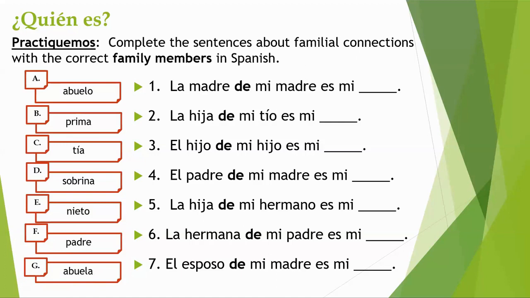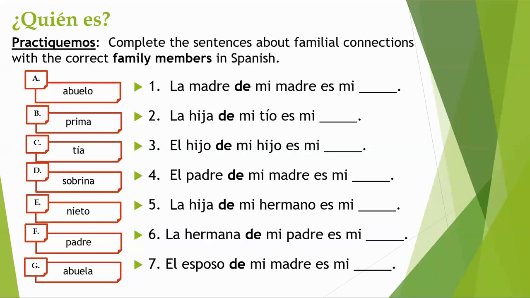Tío? Right, that would be my uncle. So in the same way that I just said that, that's how these clues are written. So you have to know family relationships. And so you're going to have to make the connections using, of course, the correct Spanish word. So let's look at number one.